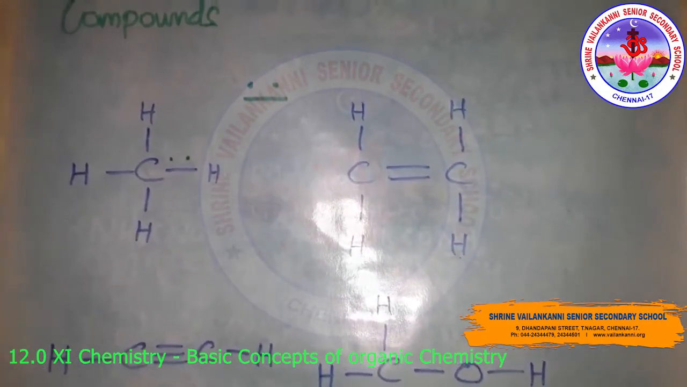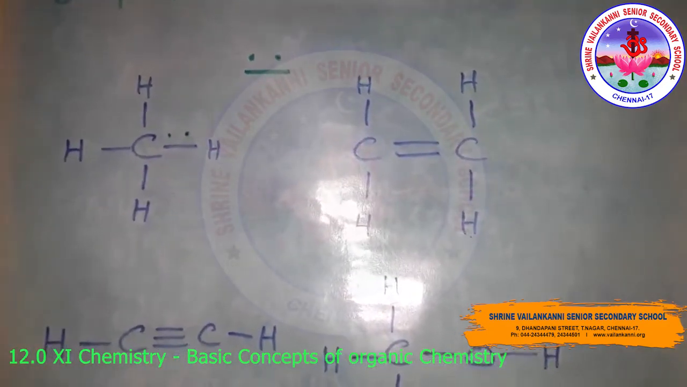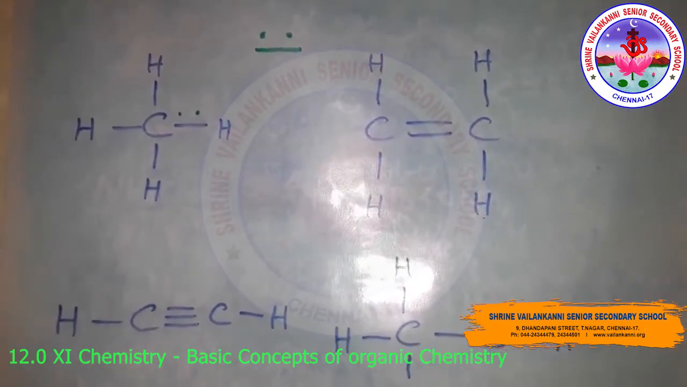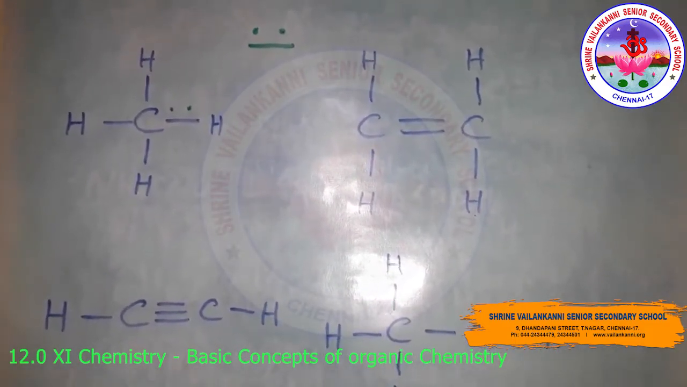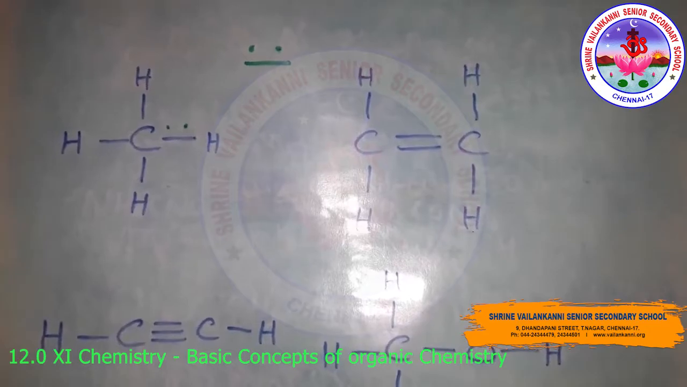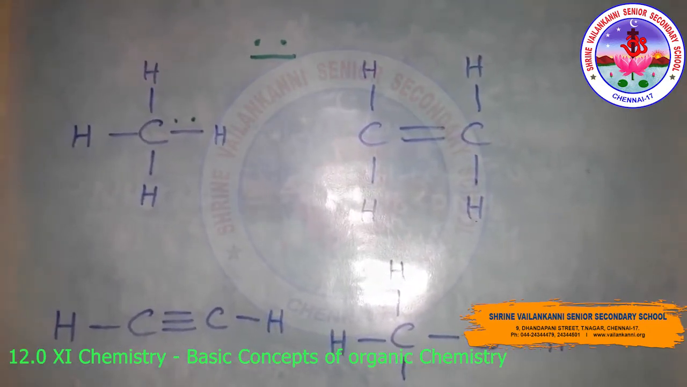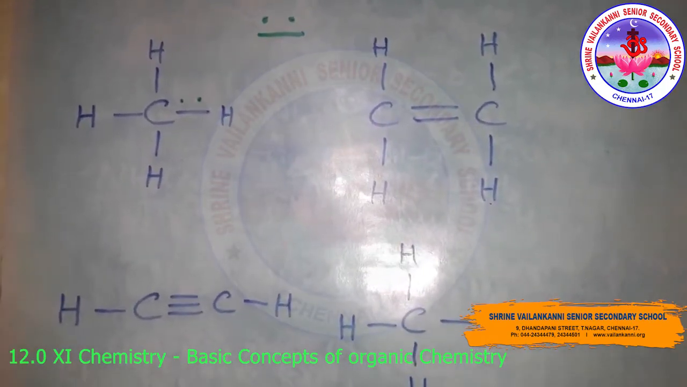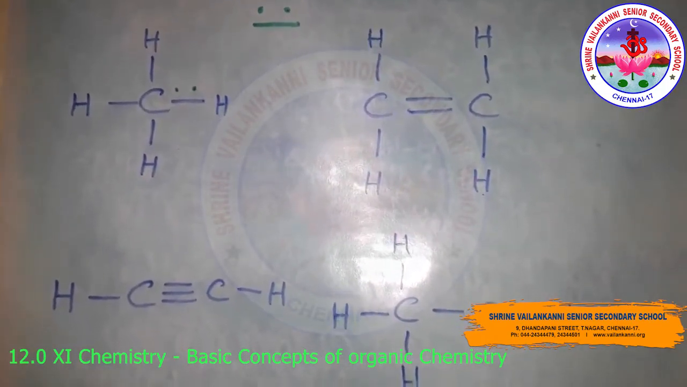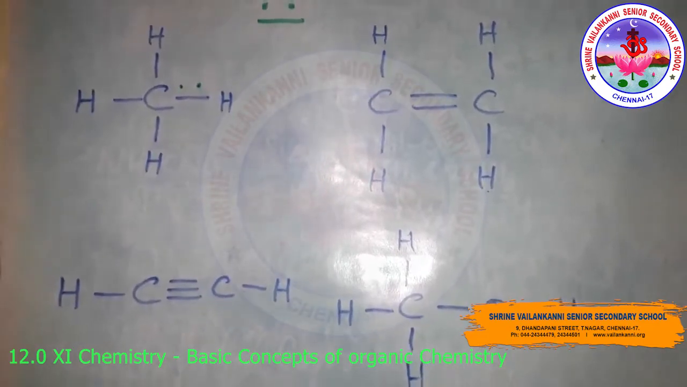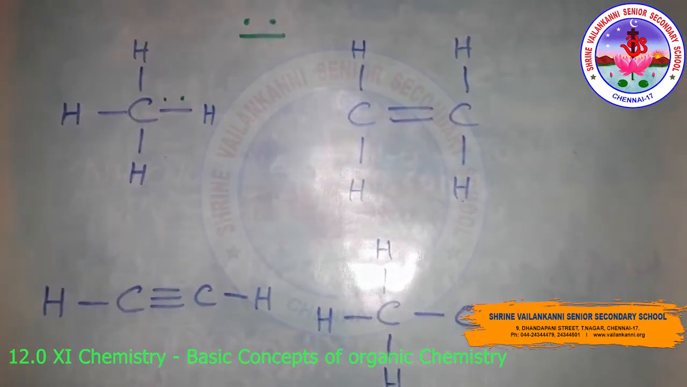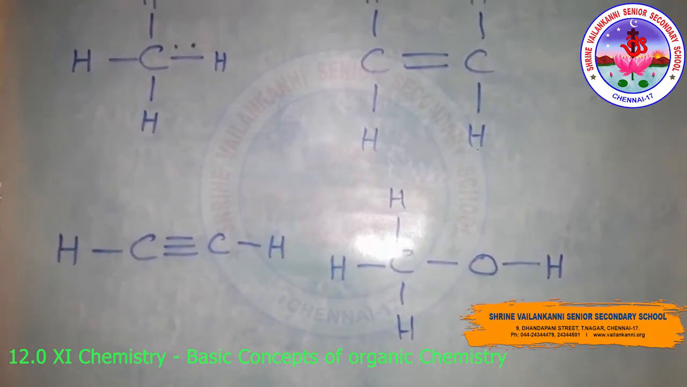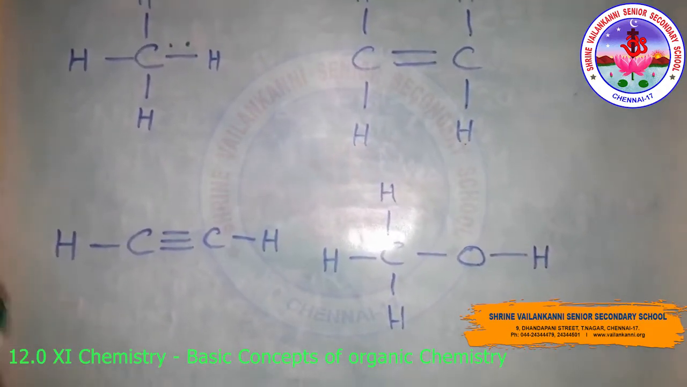So a single dash represents a single bond. A double dash is used for the double bond, and a triple dash represents the triple bond. The lone pair of electrons for heteroatoms like oxygen, nitrogen, sulfur and halogens means an unshared electron pair, which may or may not be shown. We will see this for ethane, ethene and methanol structures.